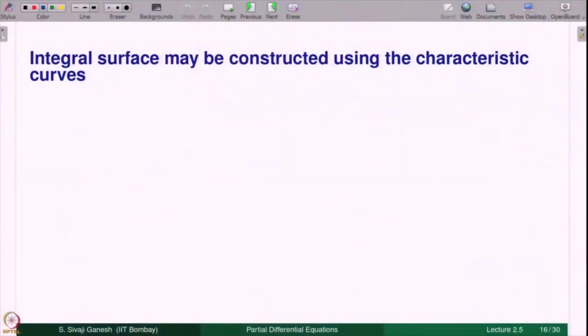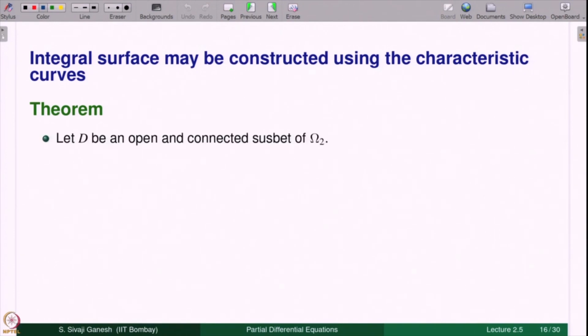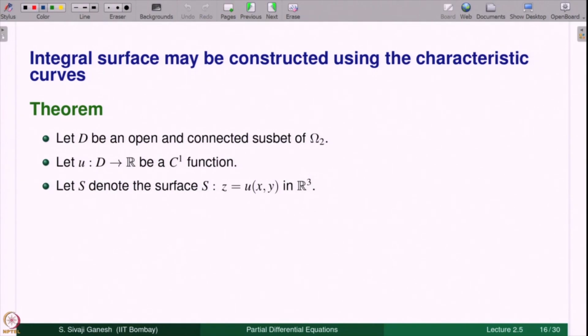Now, we have an assertion here: an integral surface may be constructed using the characteristic curves. That is the theorem. Let D be an open and connected subset of Omega 2. Let u be a function defined on D, which is a C1 function. I am not saying it is a solution to the PDE or anything, it is just a function, and consider this surface z equal to u(x,y).